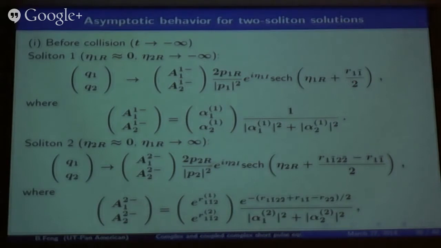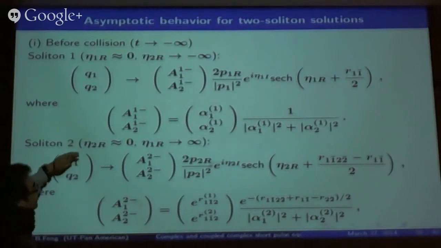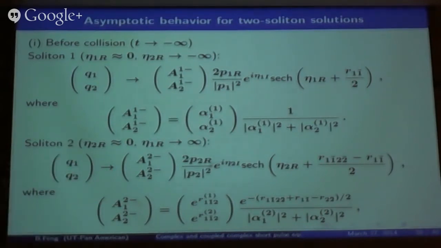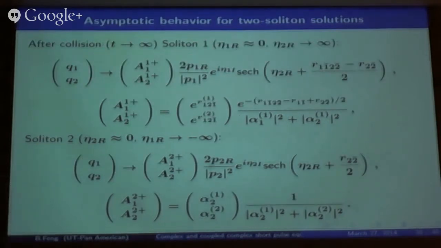How can we analyze them? We can do the asymptotic analysis. Here we have two solitons, which I denote soliton one and soliton two, and these are the asymptotic forms for soliton one and soliton two, and each one has two components, Q1 and Q2. And then after the collision, they have this form. Usually for the KdV and even for the nonlinear Schrodinger equation in one component, before and after, if we look at their amplitude or envelope, they keep exactly the same. That's why we call it elastic.